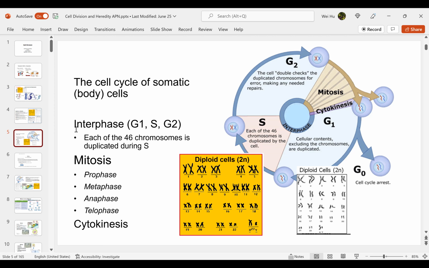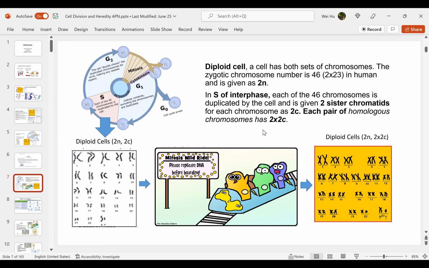Okay, so now let's emphasize: you must duplicate your DNA, otherwise you cannot make identical cells. So please replicate DNA before you go for mitosis. After you do replication in S phase, you have two chromatids per chromosome.